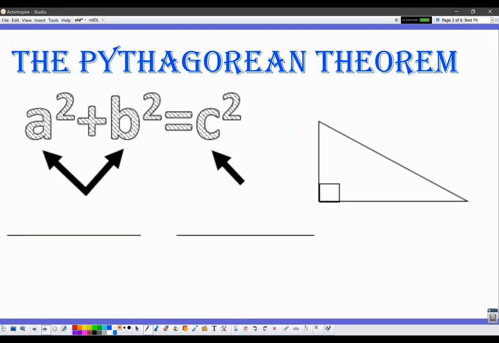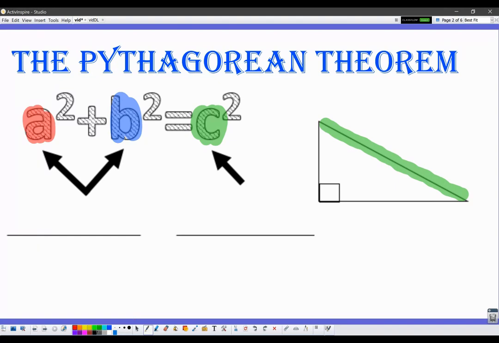So let's start with the Pythagorean theorem itself. We have a squared plus b squared equals c squared. So what I'm going to do is I'm going to highlight our A, B, and C. I'll highlight our A in red, our B in blue, and our C in green. So these three letters also represent the sides of a right triangle. The C represents the hypotenuse of a right triangle.